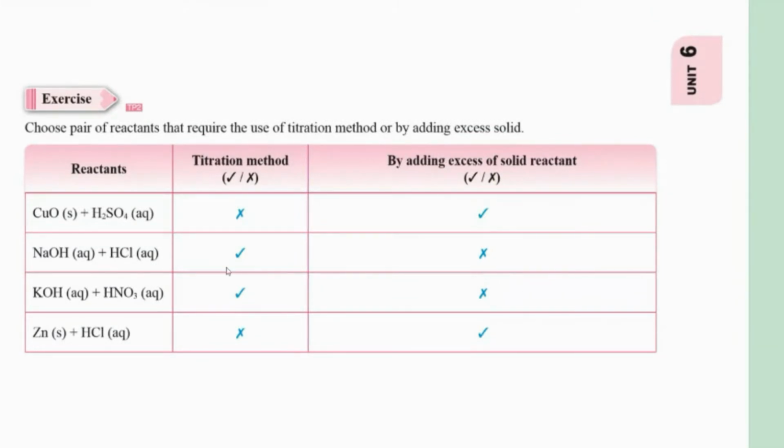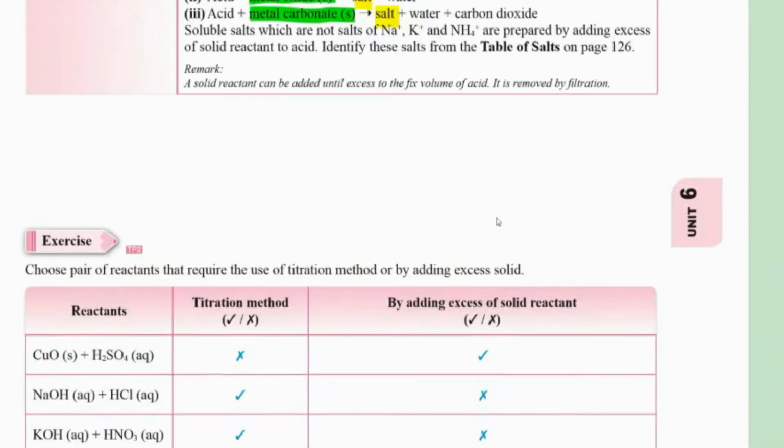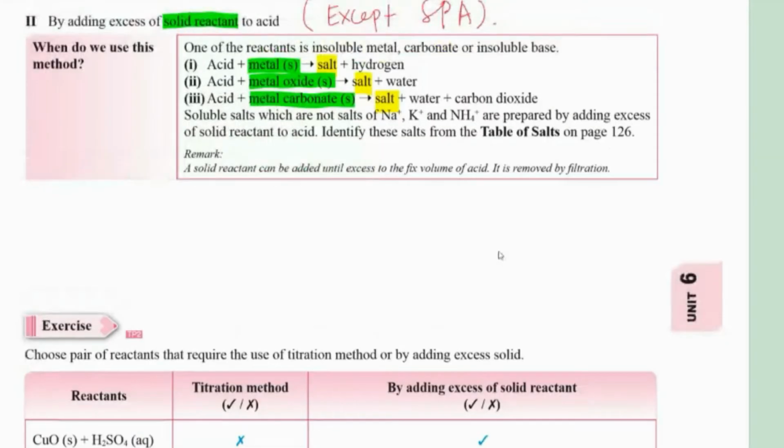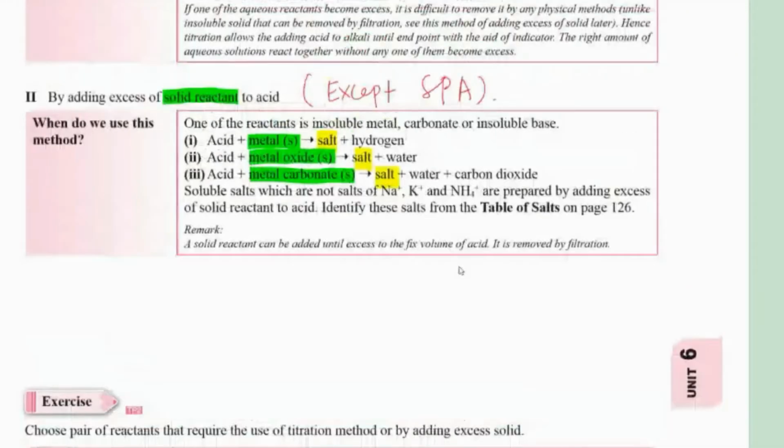I'll let you try. Choose the pair of reactants that require use of titration method or by adding the excess solid. Here I list four examples. Which one uses the titration method? Which one uses the excess solid reactants? Quickly put a tick and put a cross. Four examples here. Choose the pair.